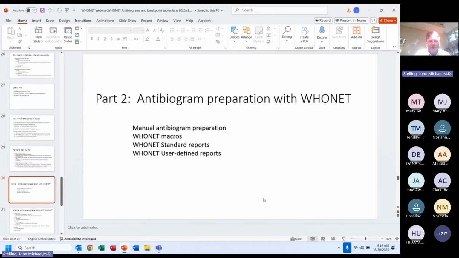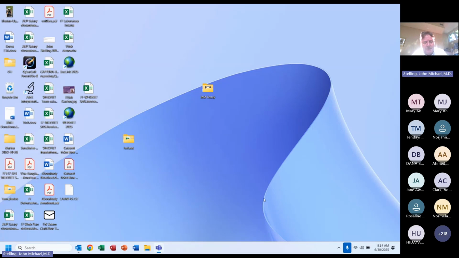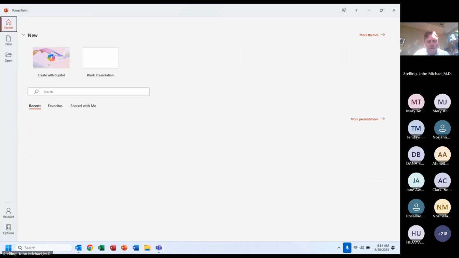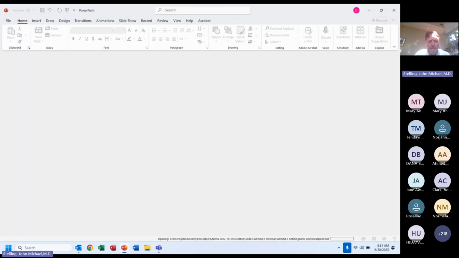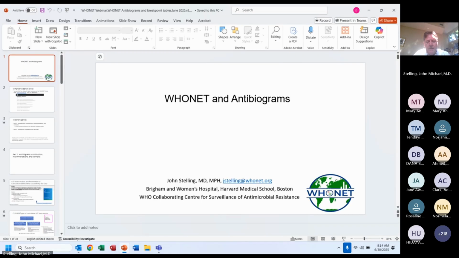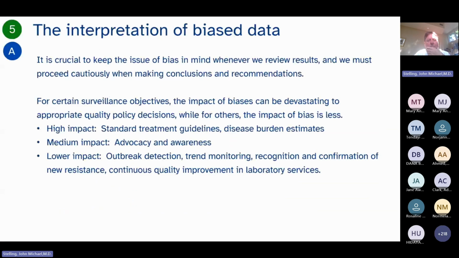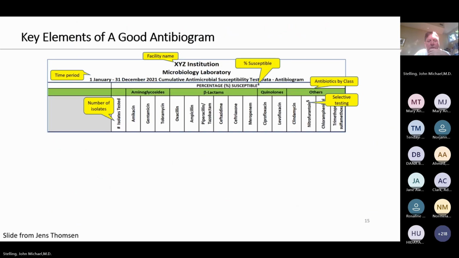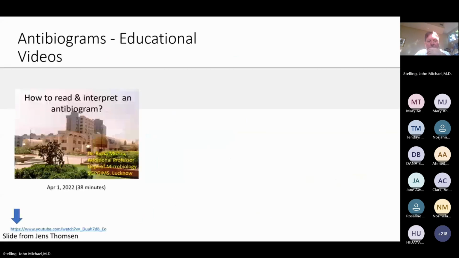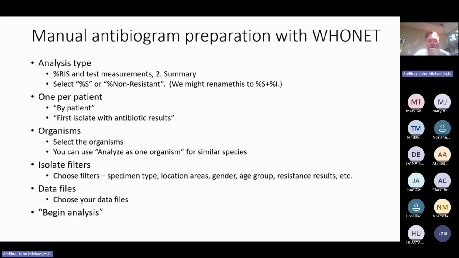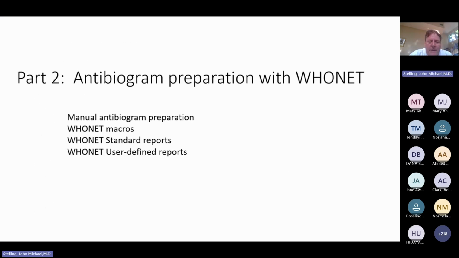Finally, moving on to WHONET, I did want to show that slide. Okay. So right now I will go through four things. How do I do an antibiogram manually? I'm in charge. I want these organisms. I want these filters. I want this one per patient.